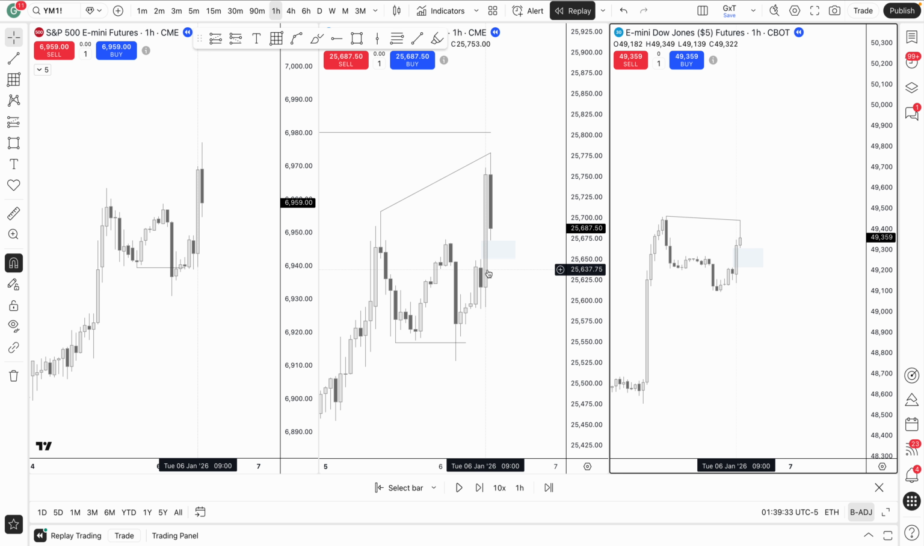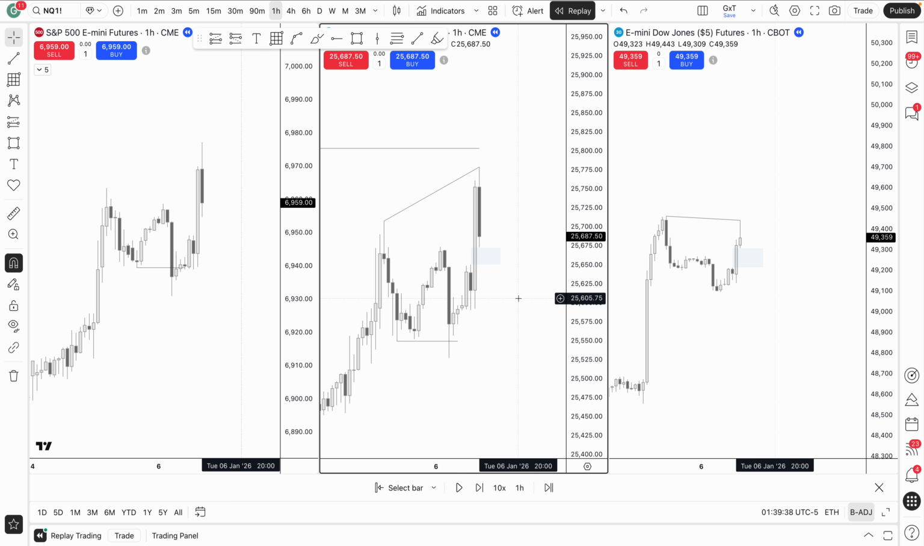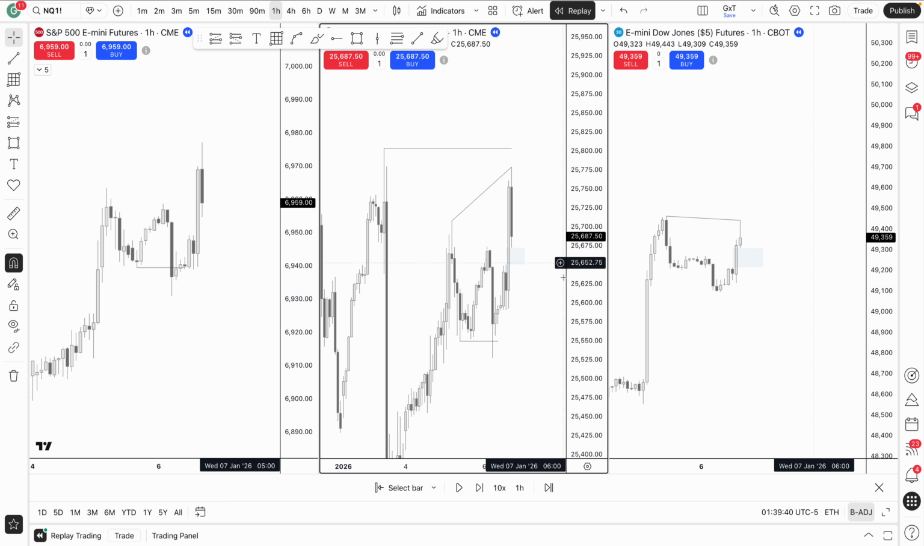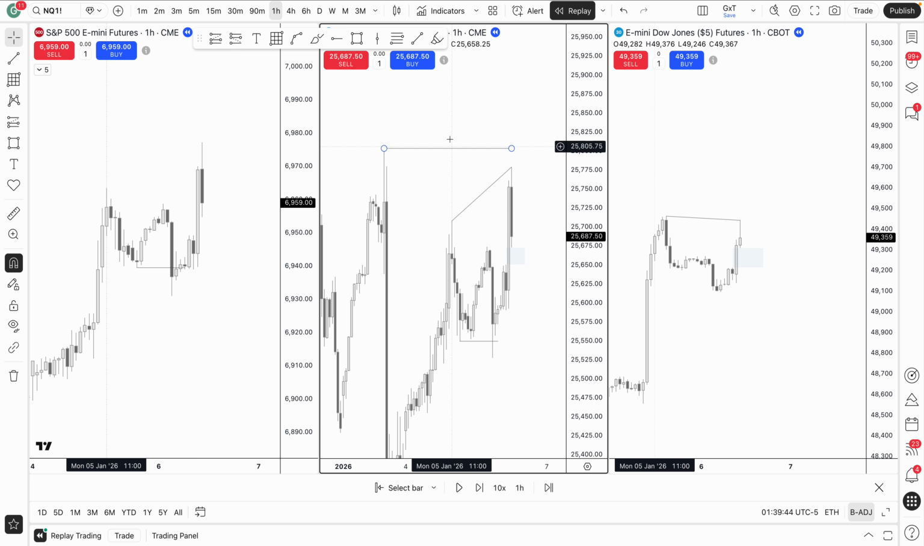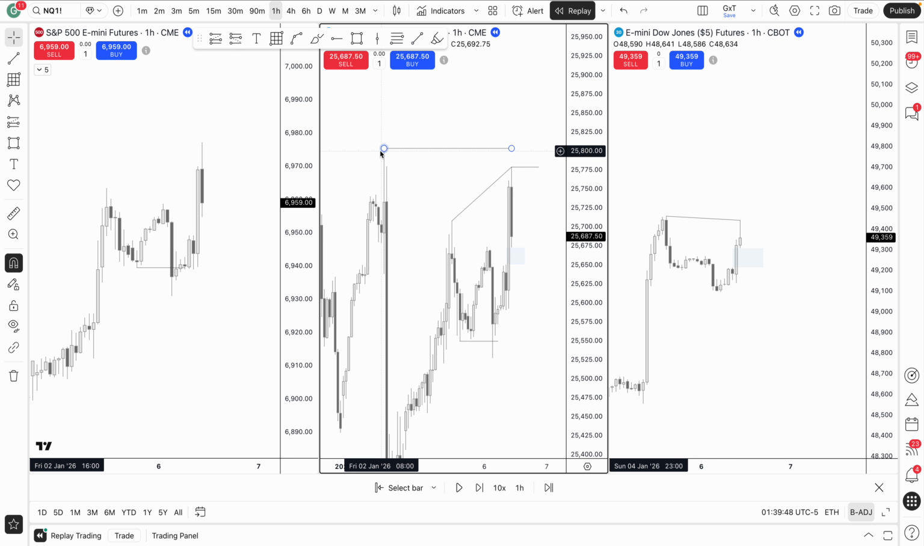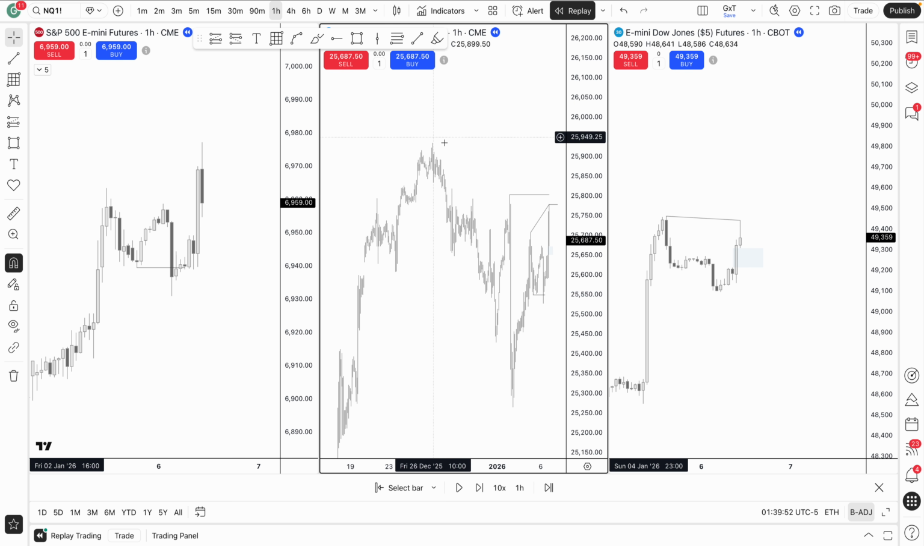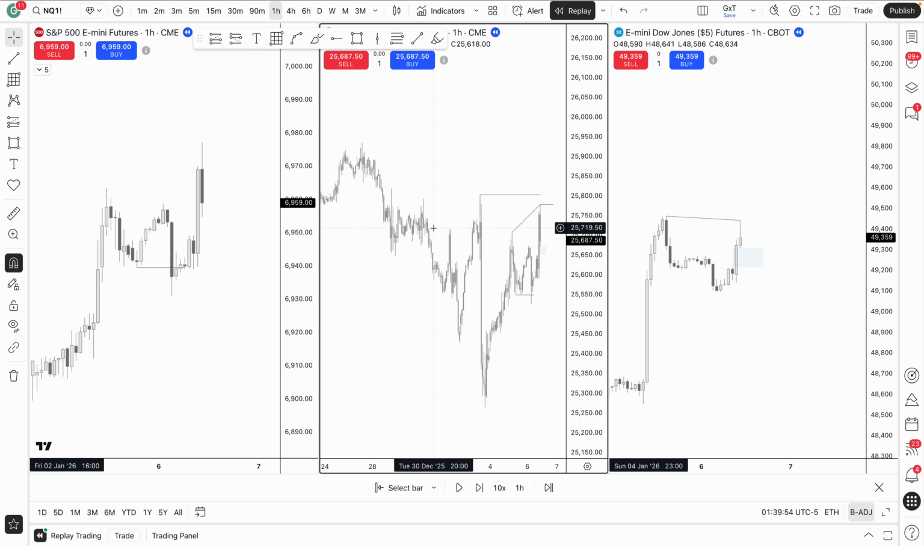So again, that is simply a high probable continuation, an internal to external move. It's a model within a model, right? This is internal, this is external, but there's a reason to continue. It's within an overall higher time frame model. This is technically our higher time frame draw on liquidity, right?